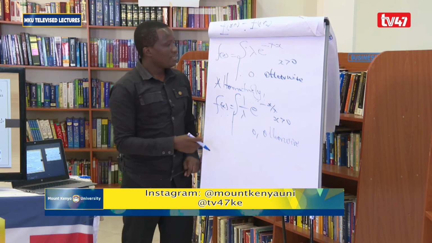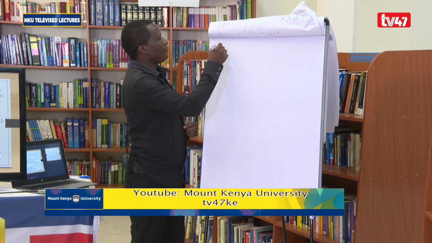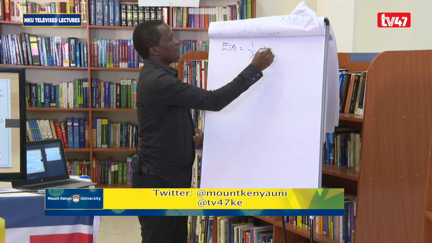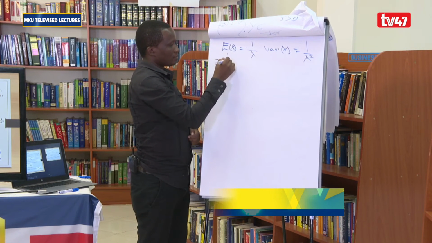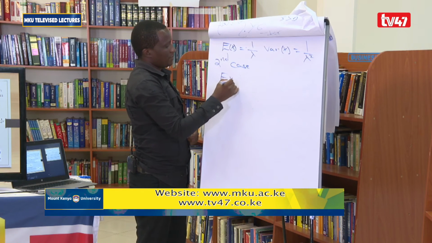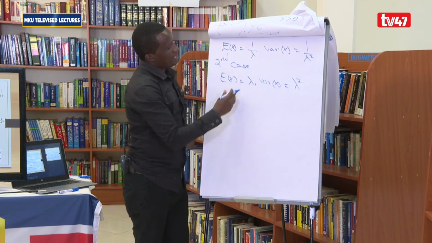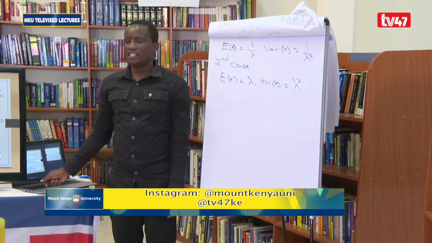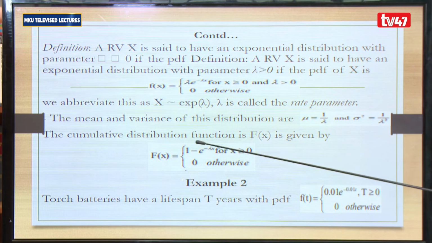Now, we should note that for the first case of the exponential distribution, the expected value of x is equal to 1 over lambda, and the variance of x is 1 over lambda squared. For the second case, the expected value of x is equal to lambda, and the variance of x is equal to lambda squared. So depending on the type of distribution you are using, you will have different expressions for the mean and the variance. We can also get the CDF of the exponential by, of course, integrating from 0 to some point x. This is the result of the CDF.